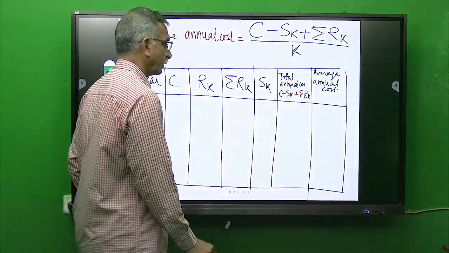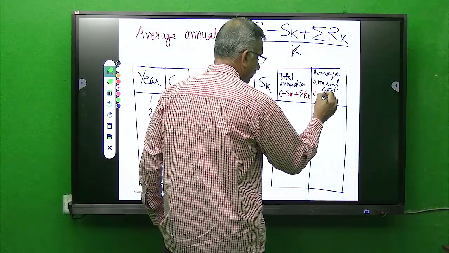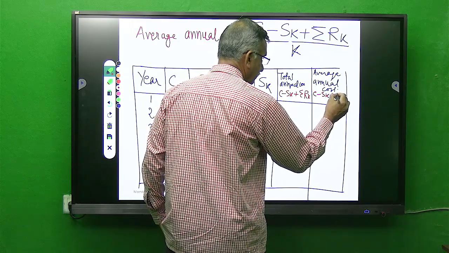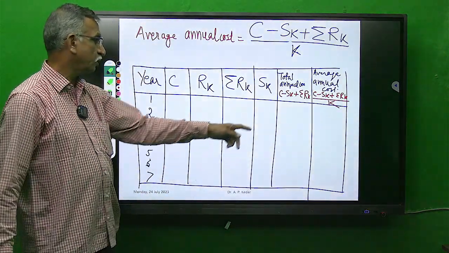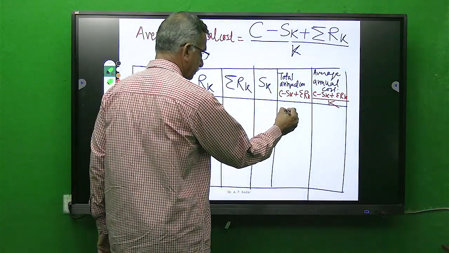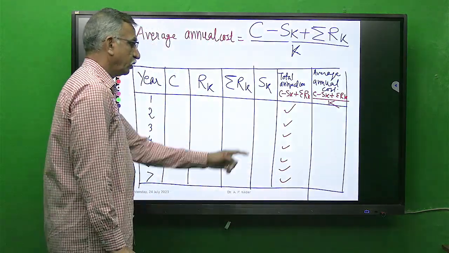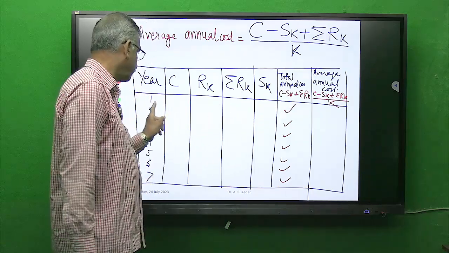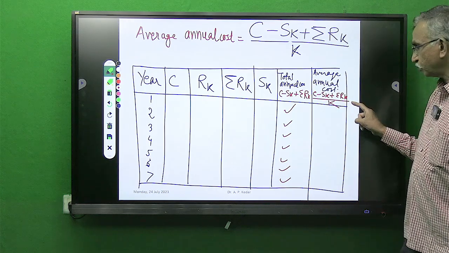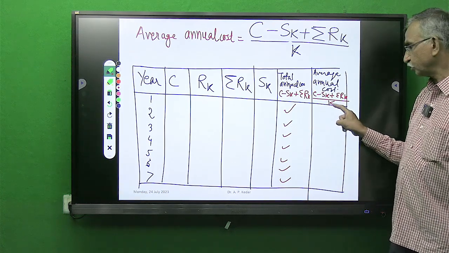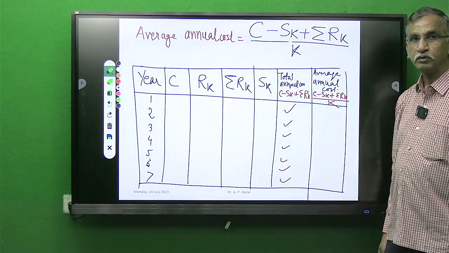And what we are doing? Only we are dividing this C minus SK plus summation RK by K, that's all. So whatever value we calculate at this 7 location, 1, 2, 3, 4, 5, 6, 7, we'll divide this value by, for first row, K will be equal to 1. For third row, K will be equal to 3. Likewise, for fifth row, K will be equal to 5. For seventh row, K will be equal to 7.